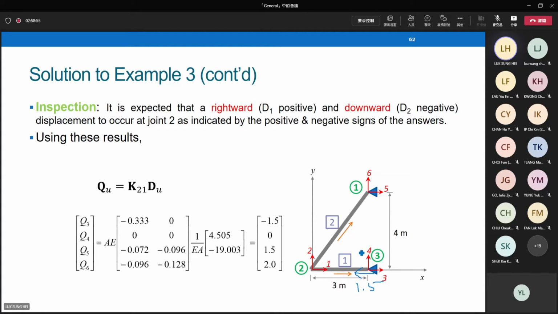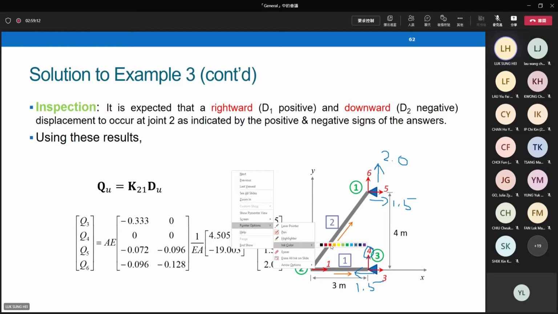Q4, 0. Q5, 5 is here, positive, 1.5. Q6, upward, 2. Our applied loading is acting at node 2 here.